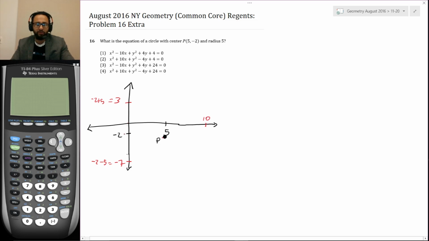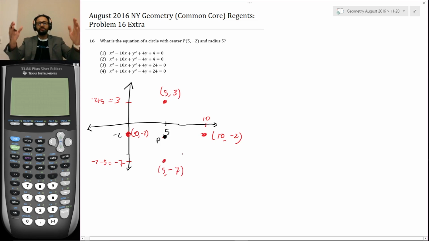So then we go to the left 5, we go to the right 5. This is 0, negative 2. We go to the right 5, that's 10, negative 2. We go up 5 units, and the x-coordinate is 5, the y-coordinate is 3, and we go down 5 units, the x-coordinate is 5, and the y-coordinate is negative 7. Only one of these answers satisfies all those 4 points.